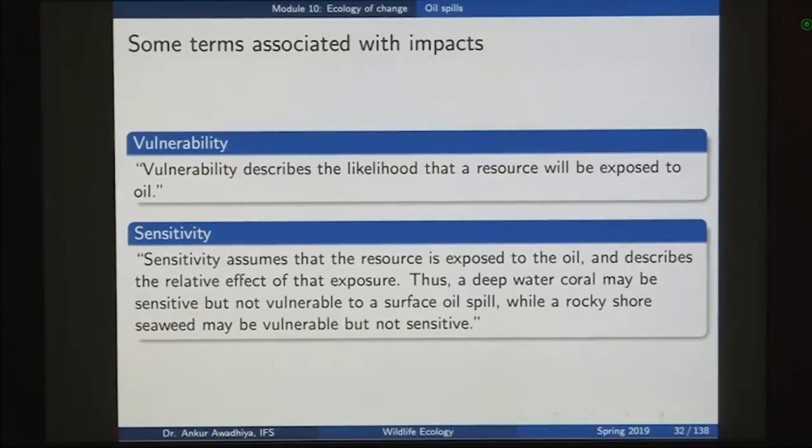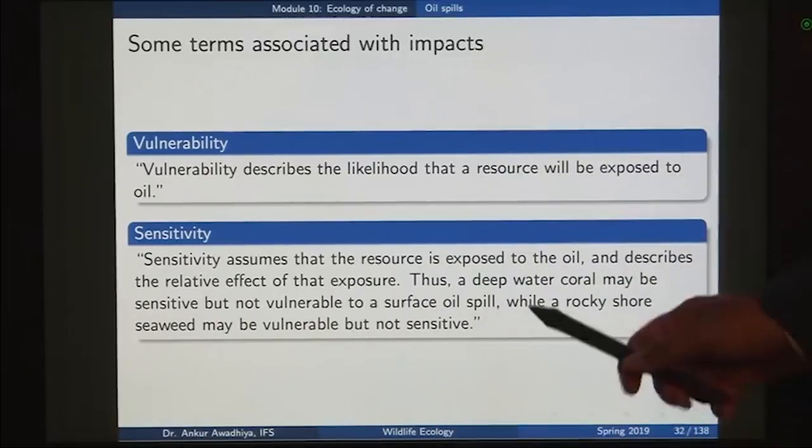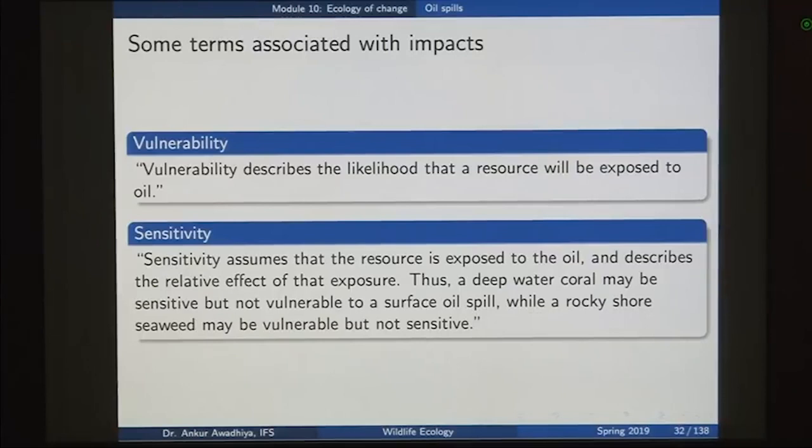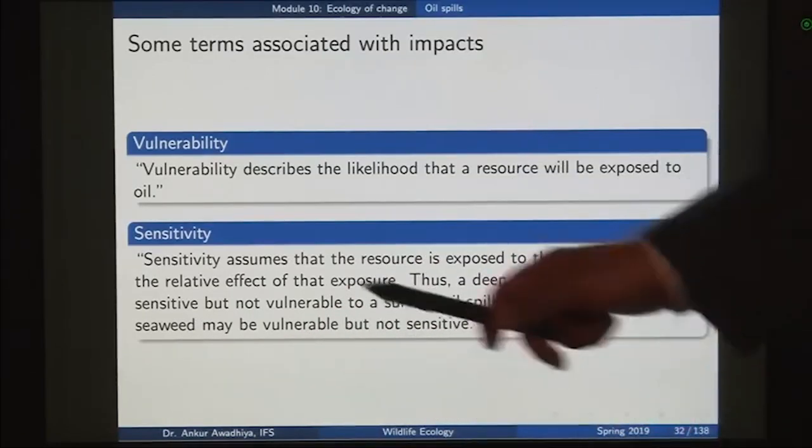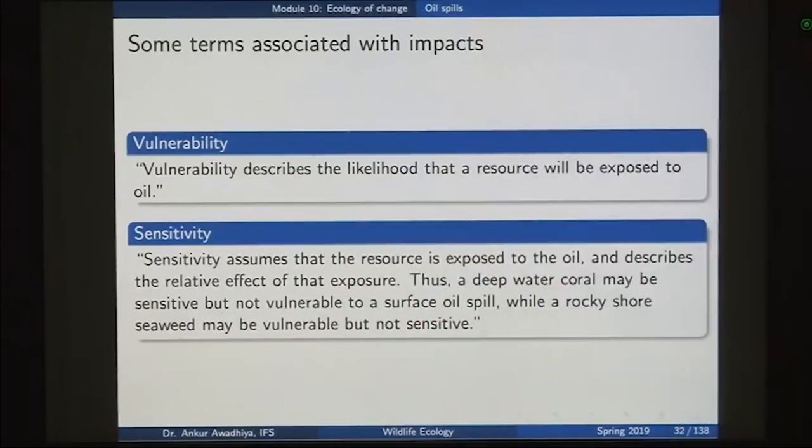On the other hand, a rocky shore seaweed may be vulnerable, but it is not sensitive. Why? Because the seaweed is there on the surface, on the shores. So, when you have this oil spill, it might be able to reach the shores. When it reaches the shores, the seaweed becomes exposed to the oil, so it is vulnerable. But it has a very good mucus covering on its surface, which is able to thwart the impacts of the oil. So even though it is vulnerable and gets exposed to the oil, the oil is not able to produce much effect on this organism. So it is not sensitive.